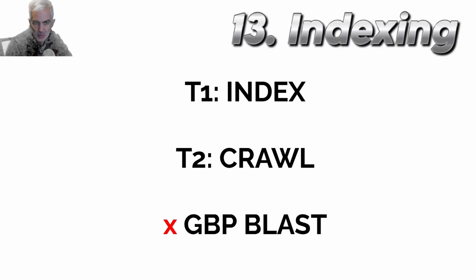Indexing, real simple. Tier 1, we index. Tier 2, we crawl. And we don't do anything with GBP Blast. So, Tier 1, you'd set it to your indexer. Tier 2, you'd set it to a crawler or a cheaper indexer, because it's not as important that it indexes, more important that it gets crawled. And Tier 1, you put your primary indexer.